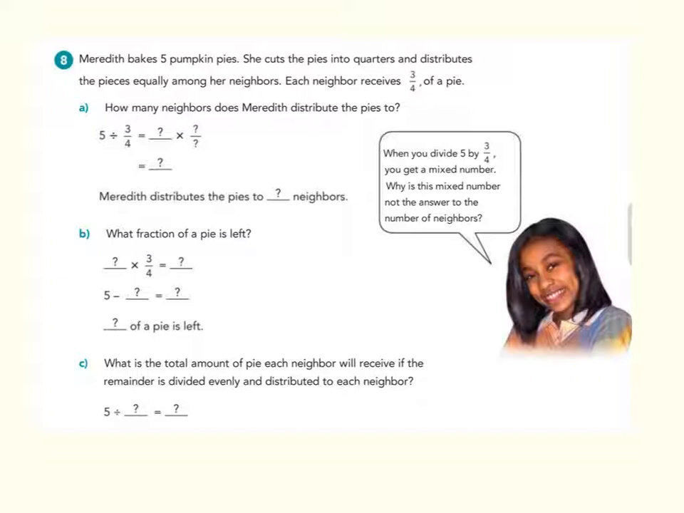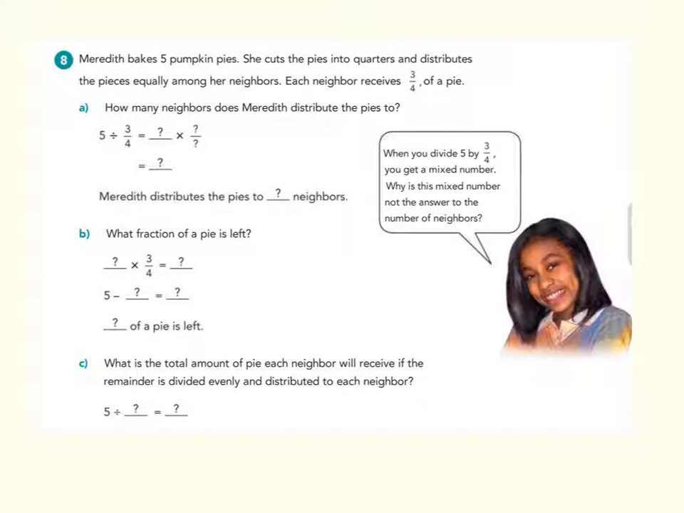Now try one of these problems on your own. This particular setup walks you through all of the steps, but I'll talk you through it as well. Meredith bakes 5 pumpkin pies. She cuts the pies into quarters and distributes the pieces equally amongst her neighbors. Each neighbor receives 3/4 of a pie. Yum. How many neighbors does Meredith distribute pies to?